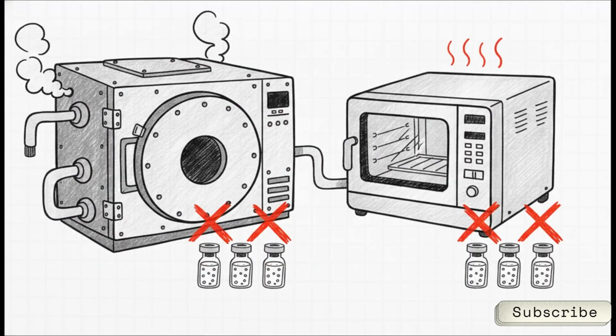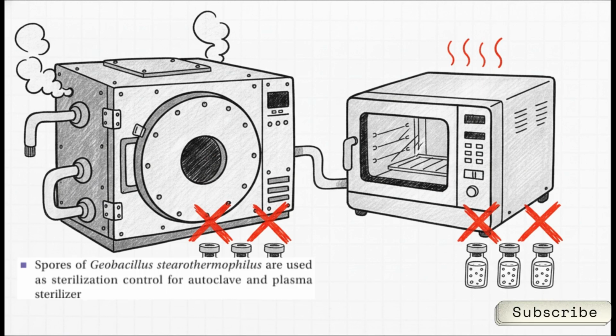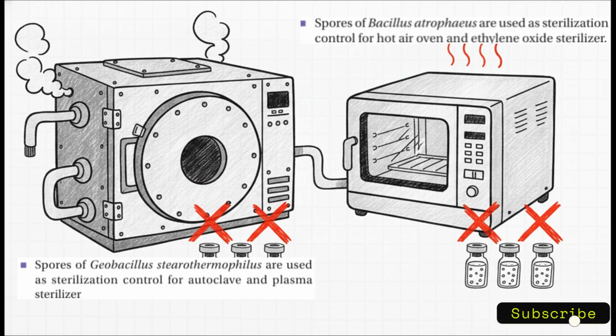Because these spores are so incredibly tough, we actually use them to our advantage to test if our hospital sterilization equipment is actually working. These are heavy-hitter facts for your exams, so pay attention. If you want to test the effectiveness of an autoclave, you use a biological indicator containing spores of Geobacillus stearothermophilus. If you need to test a hot air oven, you use spores of Bacillus atrophaeus. The logic is simple. If those incredibly resistant spores are completely dead after a cycle, you know without a doubt that your equipment is successfully sterilizing everything else.